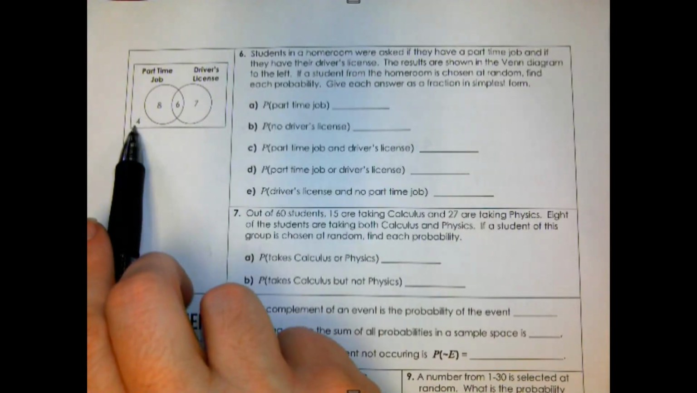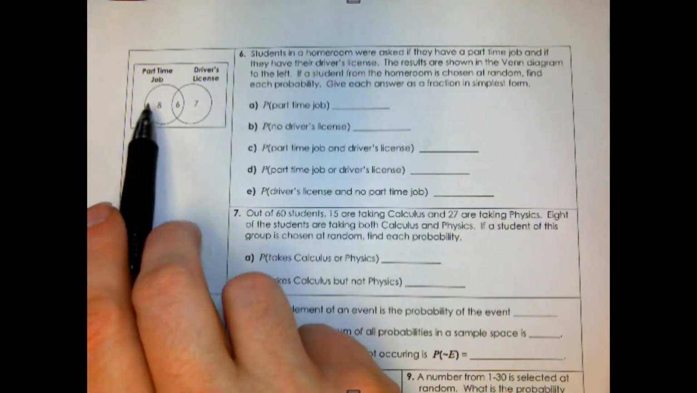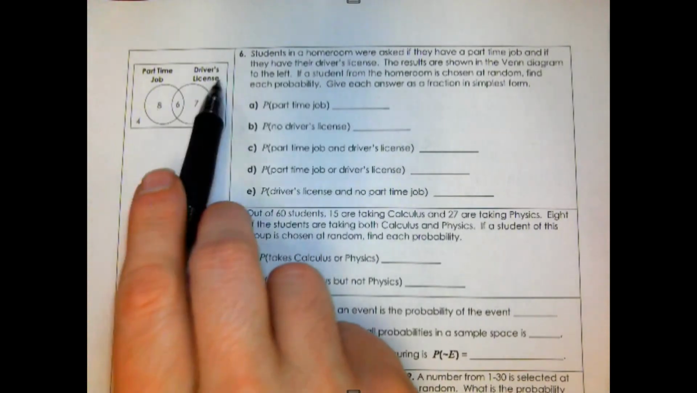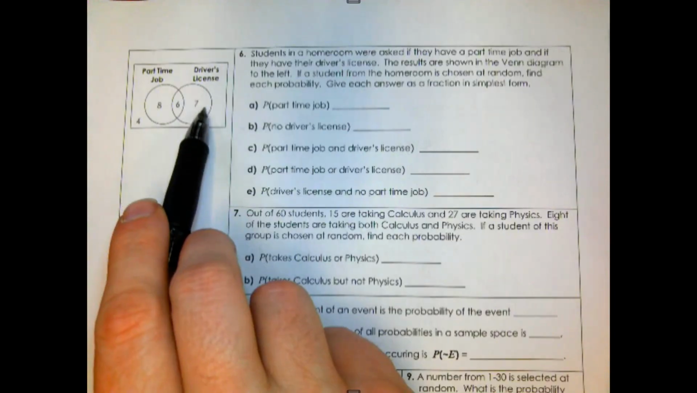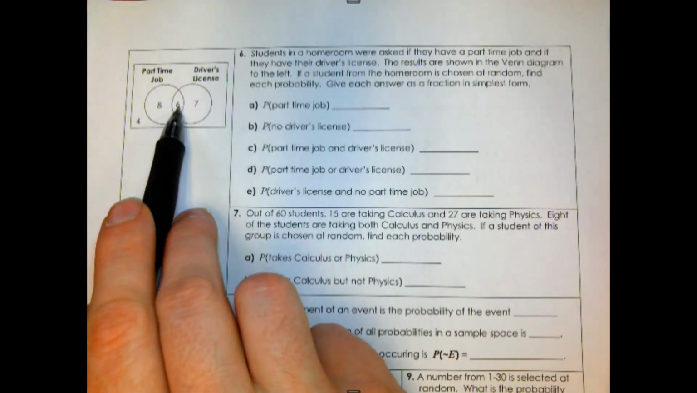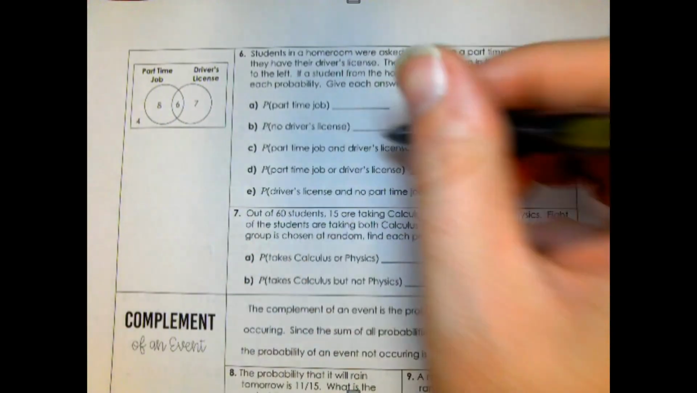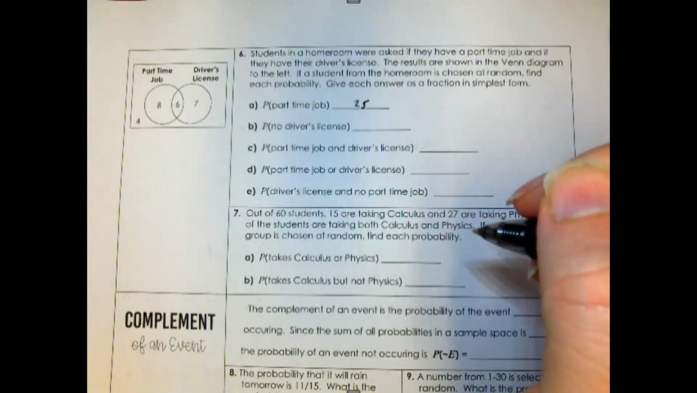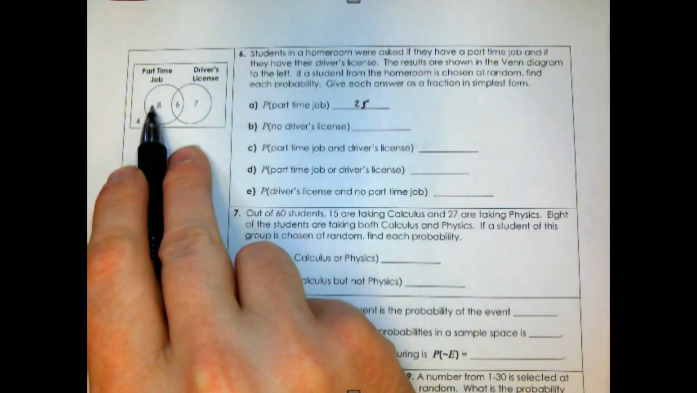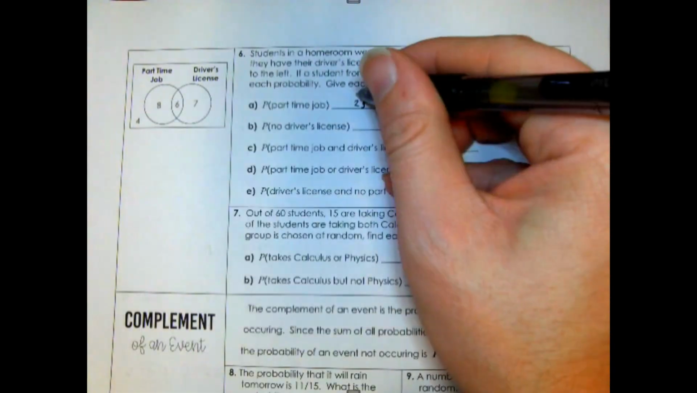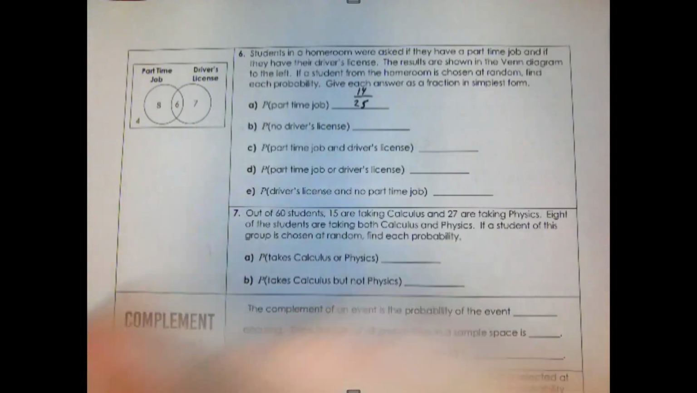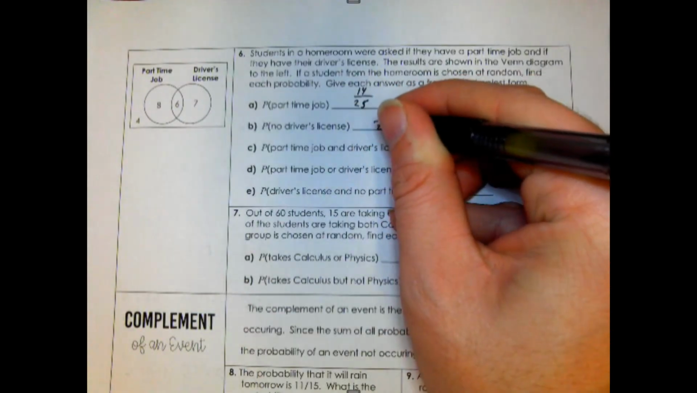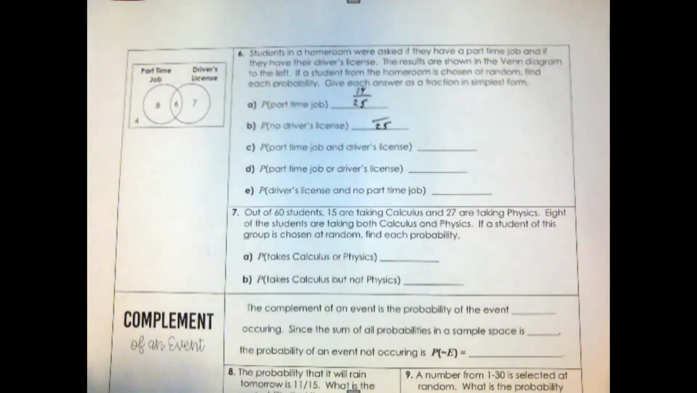4 of them don't have a part-time job or a driver's license. 8 of them have a part-time job but no driver's license. 7 have a driver's license but no part-time job. And 6 have both a part-time job and a driver's license. So out of 25 students, how many have a part-time job? 8 and 6, 14.